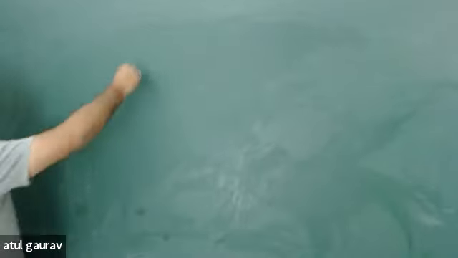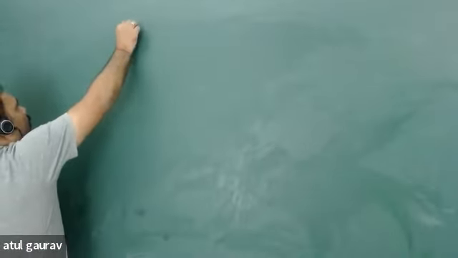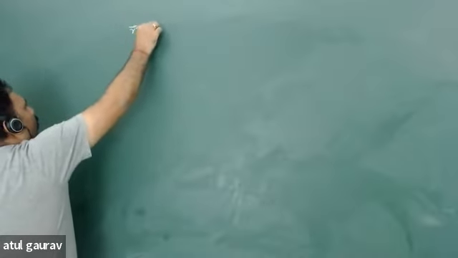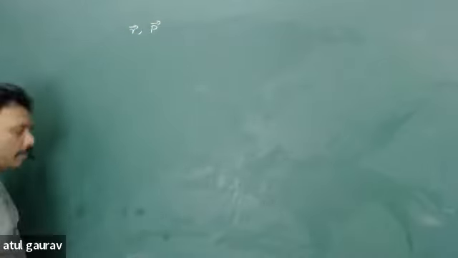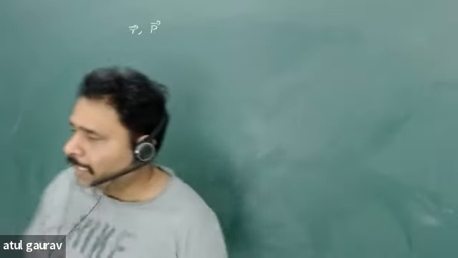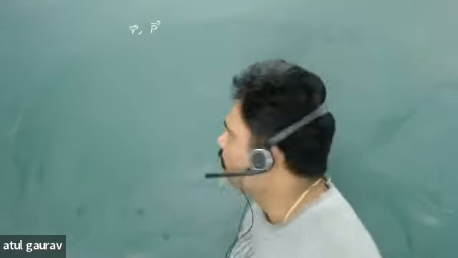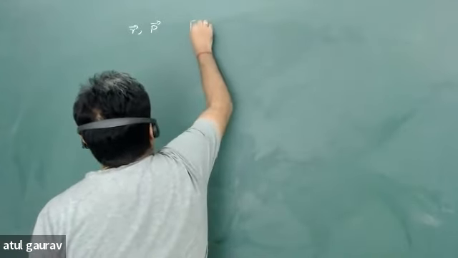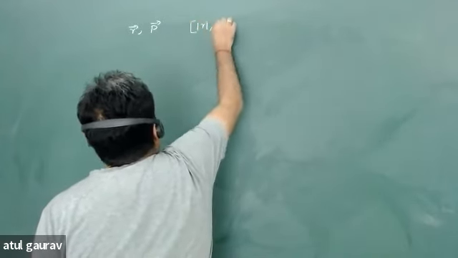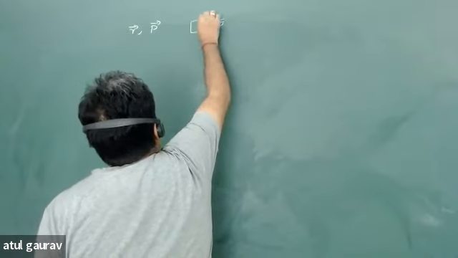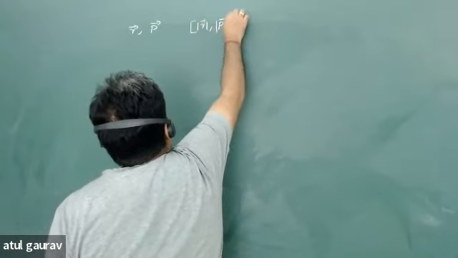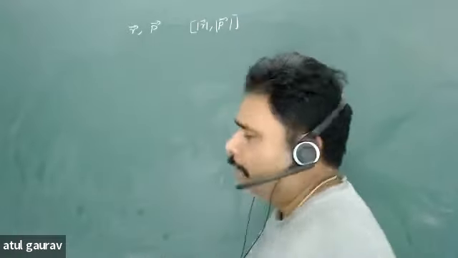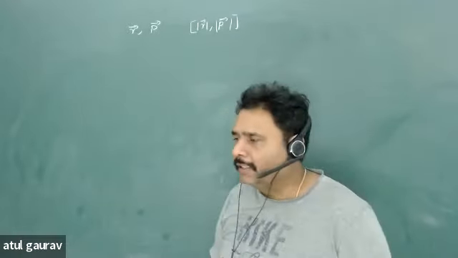So suppose let's go for the first one. If R is the position vector and P is the momentum vector, we have to find the Poisson bracket between mod R and mod P. So this was asked in your exam.